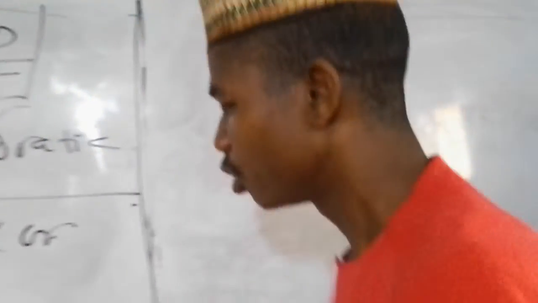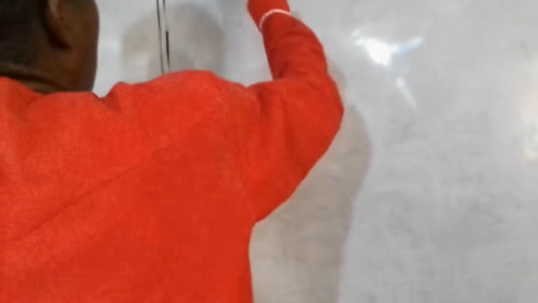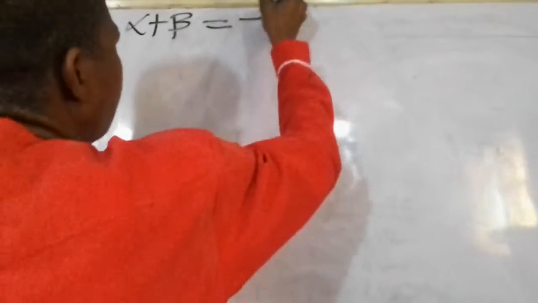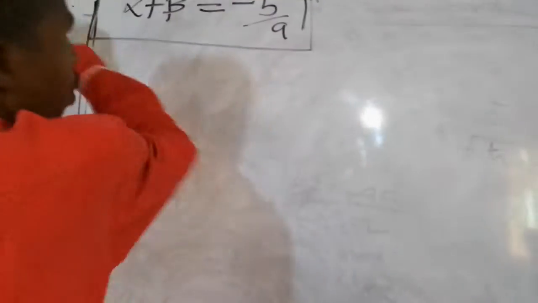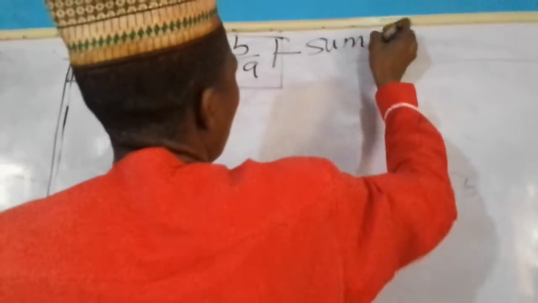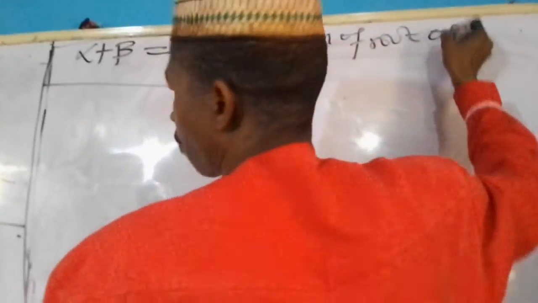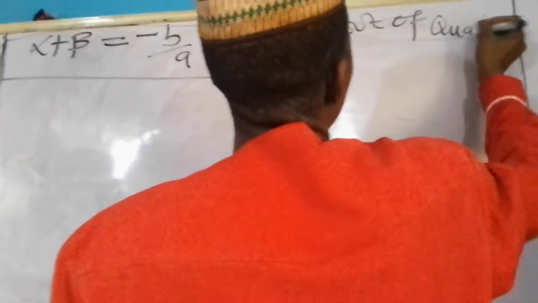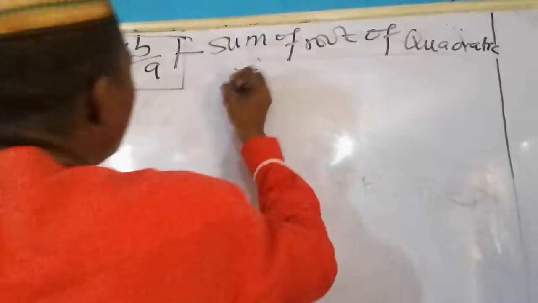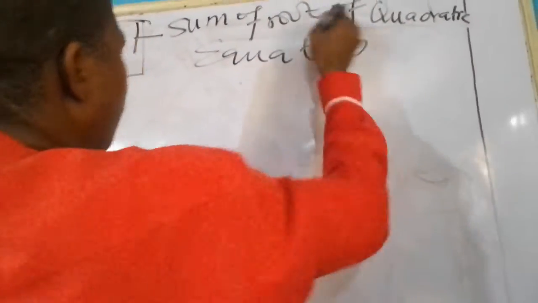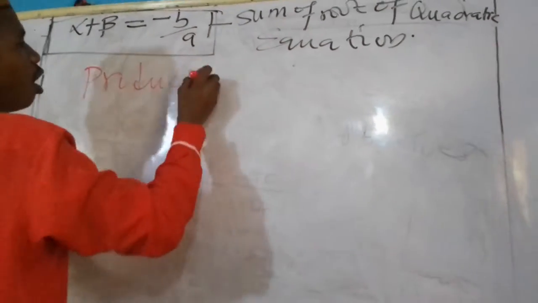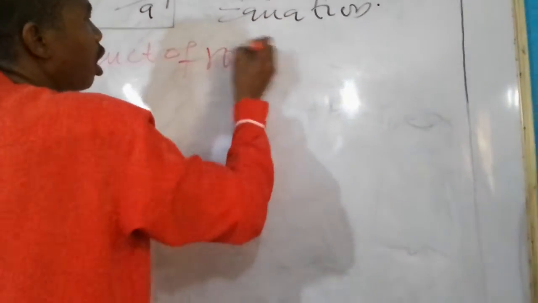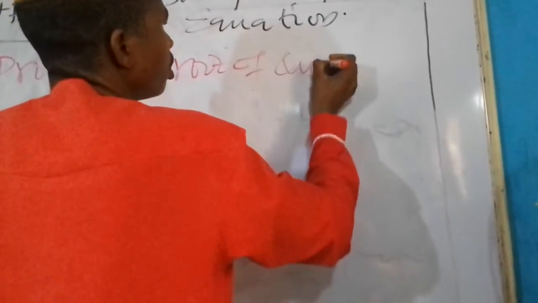Alpha multiplied by beta. You know, the sum, alpha plus beta, is equal to what? Minus b all over a. This is the sum of the roots of a quadratic equation. We have done that. Then we want to look at the product of the roots of a quadratic equation.